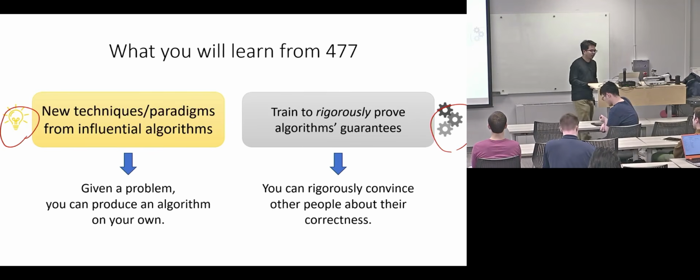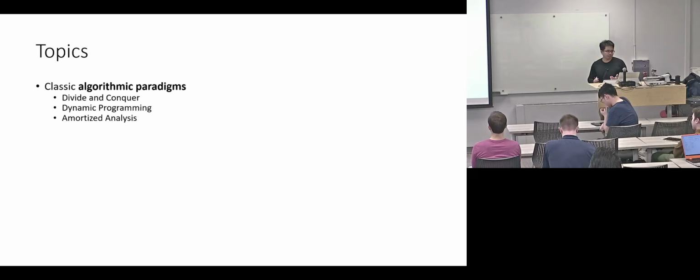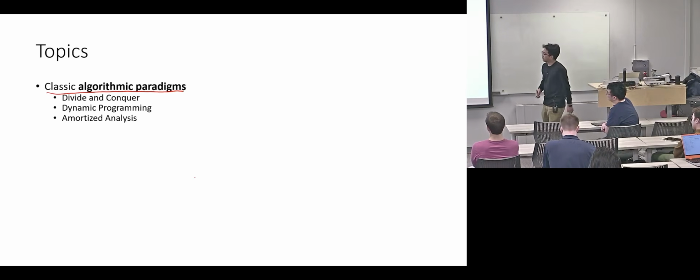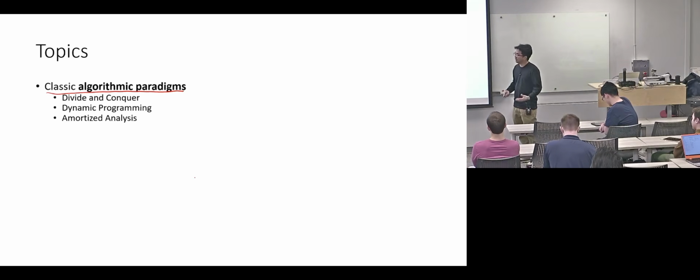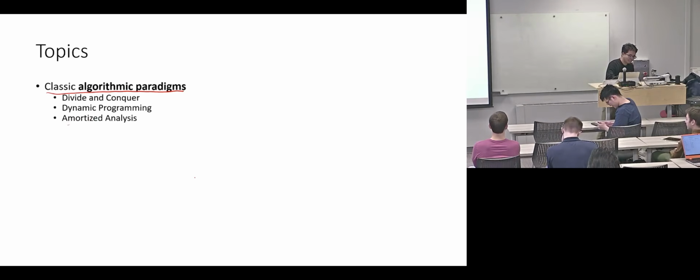And the topics that we will go through in this class, I will go through this quickly. The first part of the class is going to be about classical algorithmic paradigms. If you have taken 376, you learn more advanced things about divide and conquer, dynamic programming, and amortized analysis, the thing called amortized update time that I mentioned before.